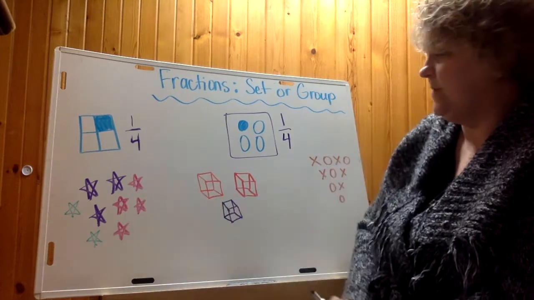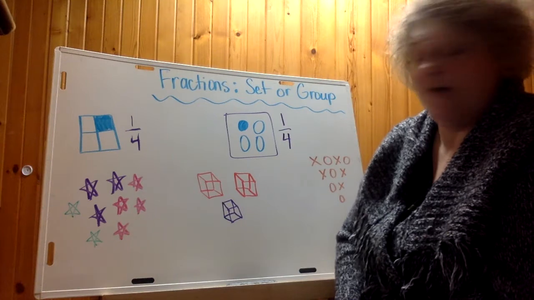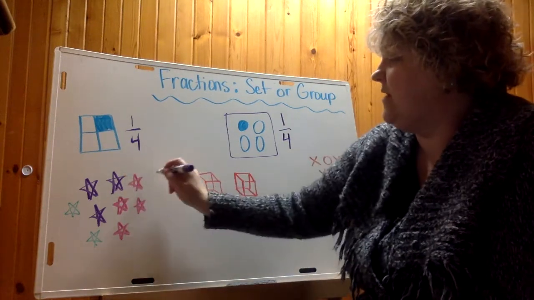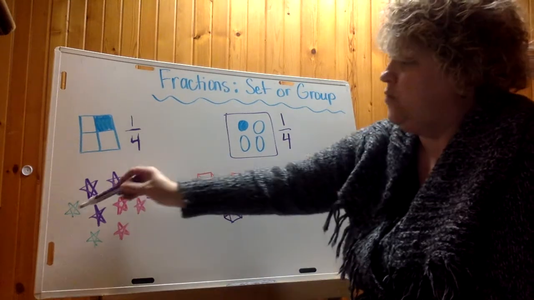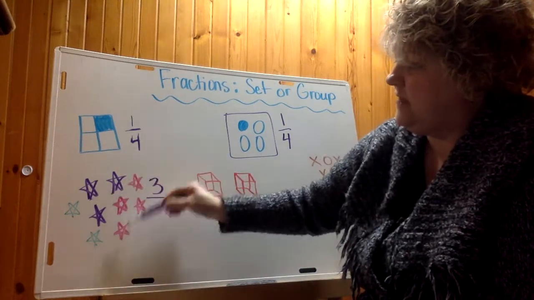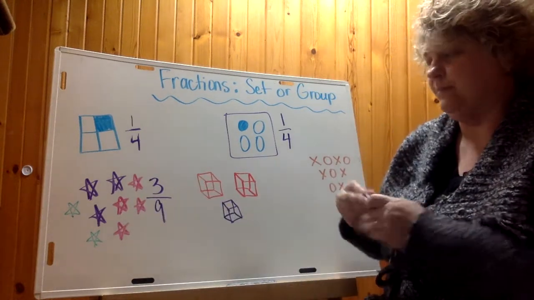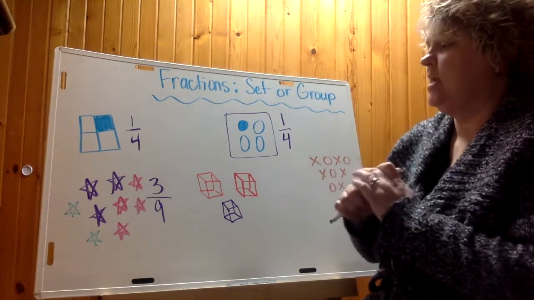So let's look at this one. What fraction of purple stars do I have? So how many purple stars do we have? We have 1, 2, 3. We have 3 purple stars. And then how many total stars do we have? 1, 2, 3, 4, 5, 6, 7, 8, 9. So 3/9 is purple.